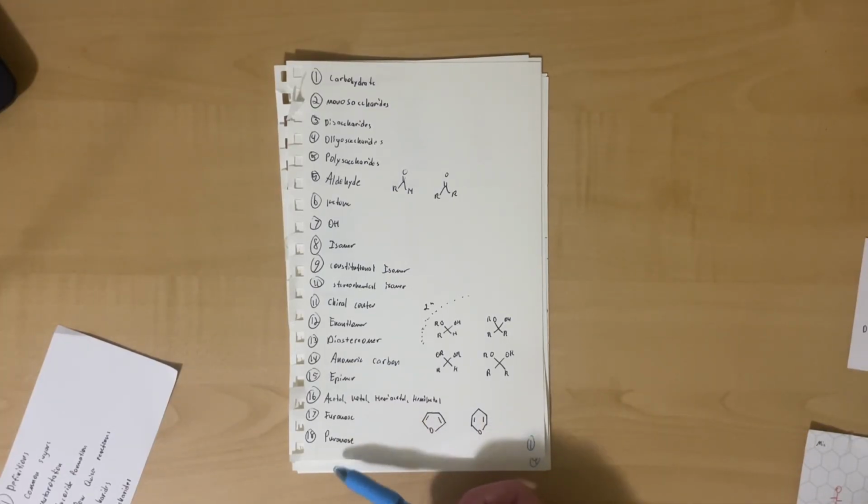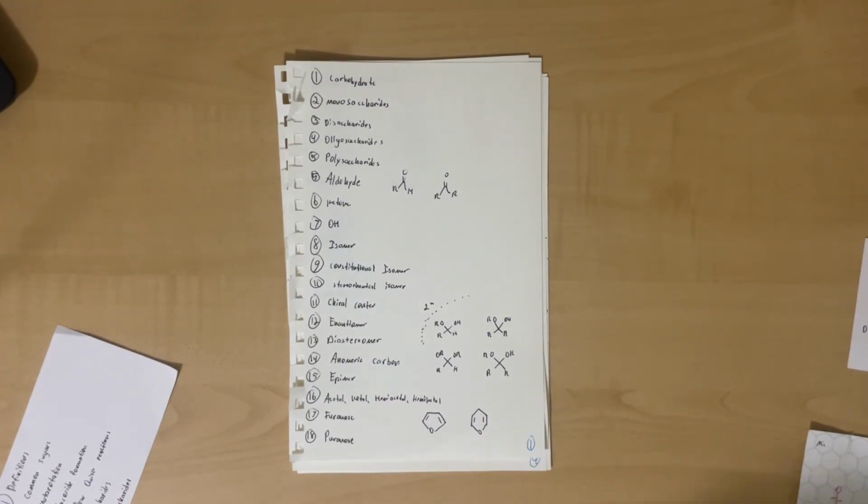And then 17 and 18, we have furanose and pyranose. Furanose and pyranose are the 2 possible forms of the cyclic form of a sugar whenever it converts via mutarotation from linear to cyclic. A furanose is simply a 5-membered ring, 4 carbons and 1 oxygen, and a pyranose is that plus 1 more carbon. In other words, a 6-membered ring with 5 carbons and 1 oxygen.